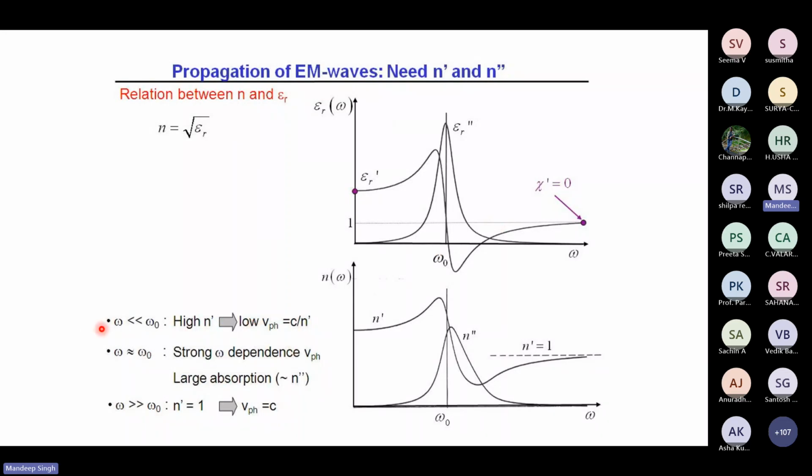If the frequency is very much less than the operating frequency omega naught, you will have a high refractive index and a low phase velocity, because the phase velocity is c by n prime. This is the relation. Next, when the frequency is comparable to the operating frequency, you will have a strong dependence of omega on the phase velocity. And last, when the frequency is more than the operating frequency, n is nearly equal to 1 and your phase velocity is equal to the velocity of light. So we can summarize such things from this type of plot.